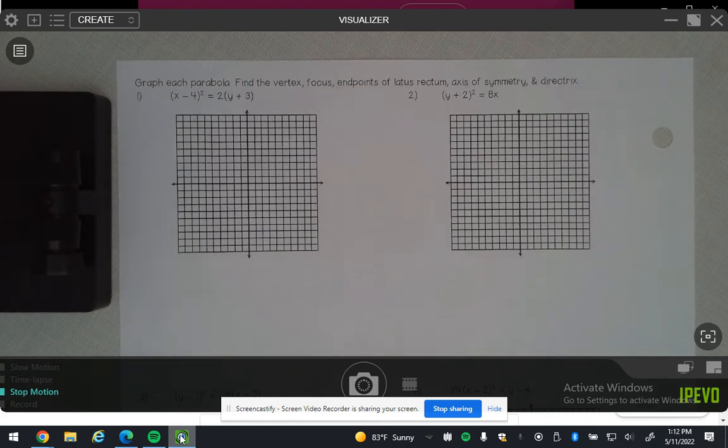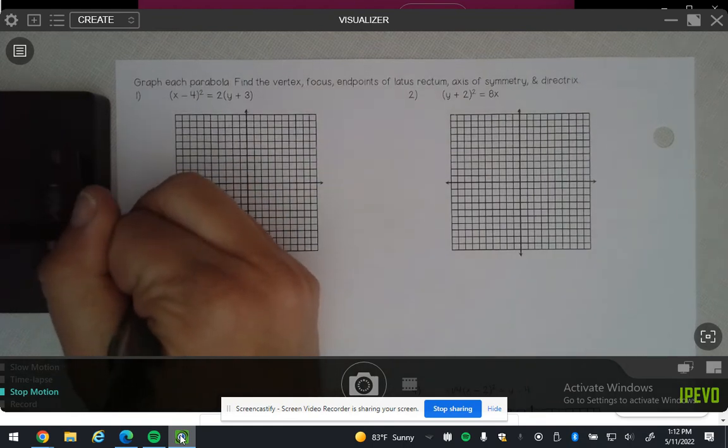All right, here we go. We have to graph. So the first thing that you should look for when you graph is whether it's x minus h squared or y minus k squared. This is x minus h. Okay, so this is either going to open up or down.